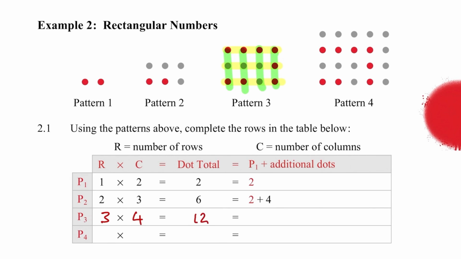And when we're adding on dots, we have to process what has happened in that additional space. We start with the 2 and the 4 that we had earlier, and now we add the additional 6 dots for the new pattern. Pause the video and try pattern 4 on your own.